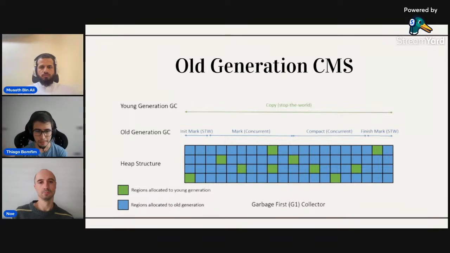But G1 works differently. I will not explain how it works, okay? I will not go deep on it, but it's very important to understand that you have different types of executions from one GC to another, okay? The GCs work differently for different reasons, and I will show it later.